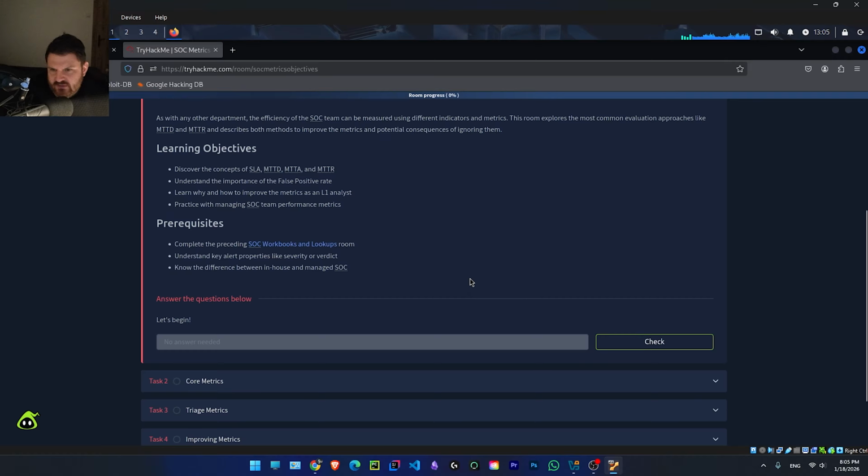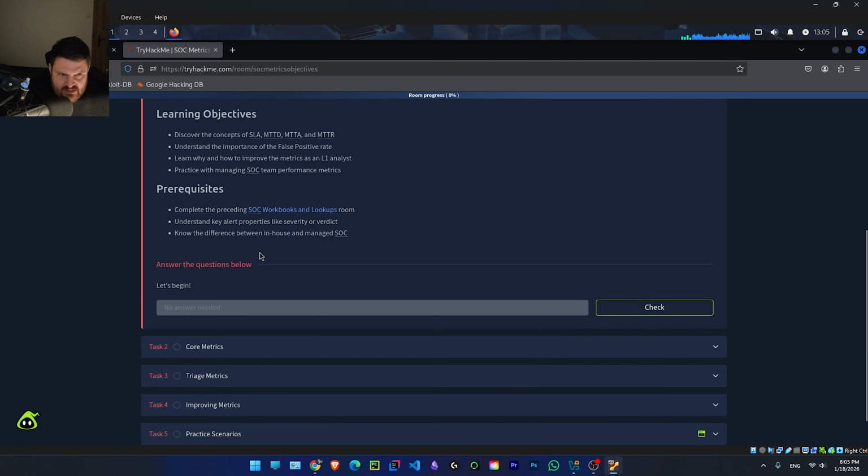Prerequisites, everything that we've done so far. Understand key alert properties like severity or verdict. Know the difference between in-house and managed SOC. Answer the question below. Let's begin.